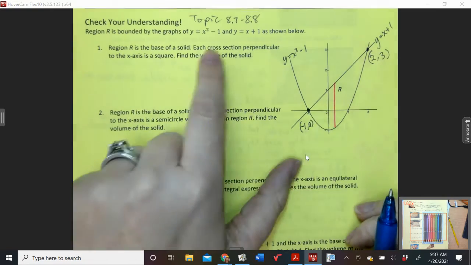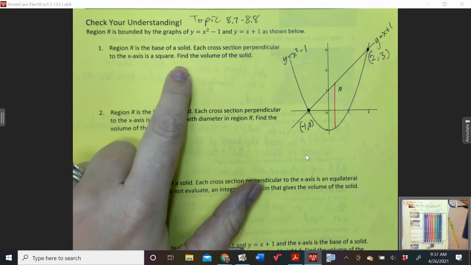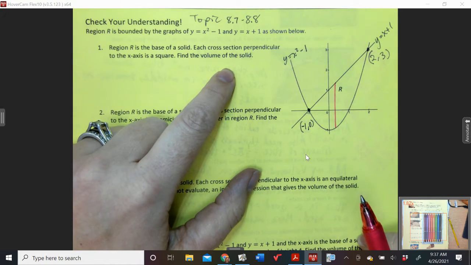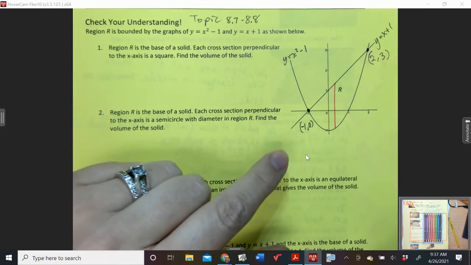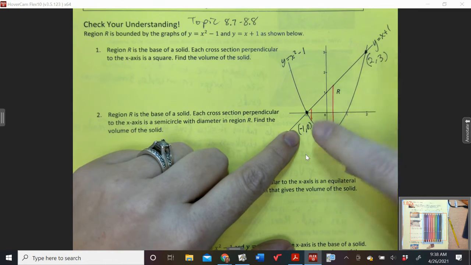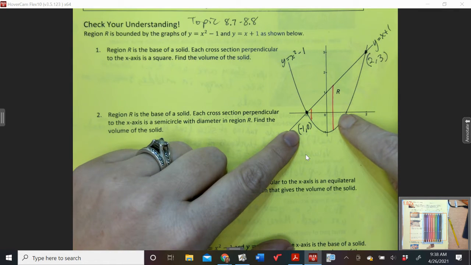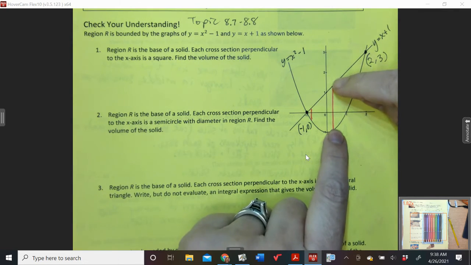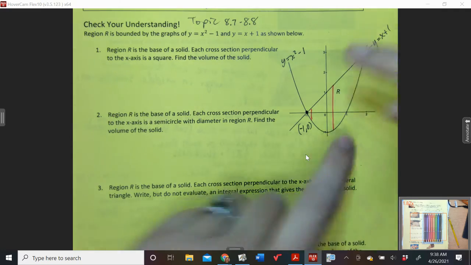So R is the base of a solid. Each cross-section perpendicular to the x-axis is a square. Find the volume of the solid. Okay. So each cross-section is going to be a square. Now the size of our squares is going to change. So over here, our square is going to be smaller than our square over here. But the length of our side of our square is not going to change.